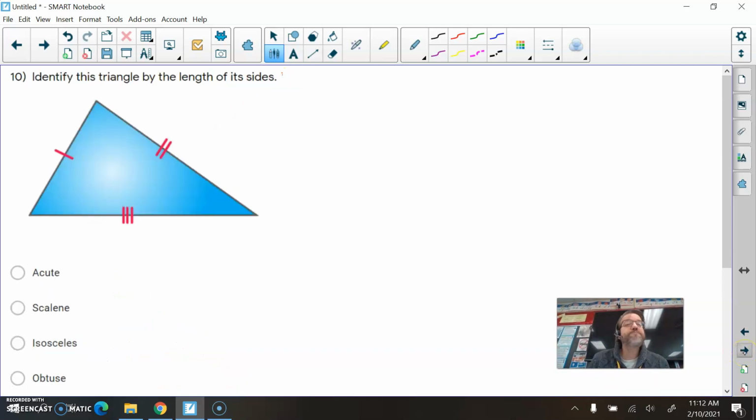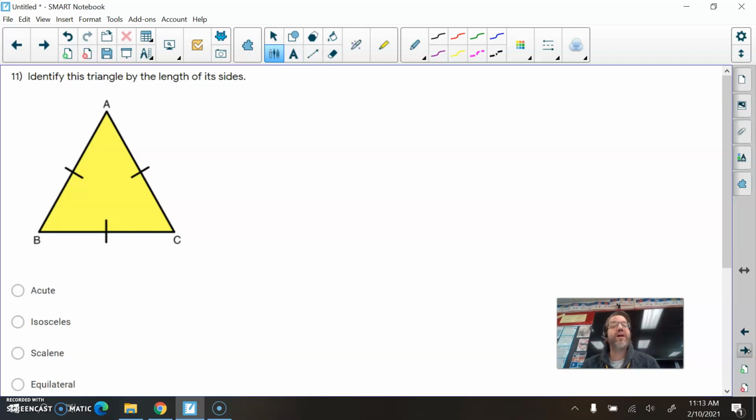All right, number 10. Identify this triangle by the length of its sides. Well, if you're looking at the length of the sides, you have these options: scalene, isosceles, or equilateral. Acute and obtuse are ways to measure by the angle measurements. Okay, this time we're going by the side length. So we're down to 2 options here. It's either scalene or isosceles. Since none of the sides are equal in length, none of the sides are congruent, this is known as a scalene triangle. Isosceles triangles, you'd have 2 sides that would be congruent to each other. Okay, so this one's scalene.